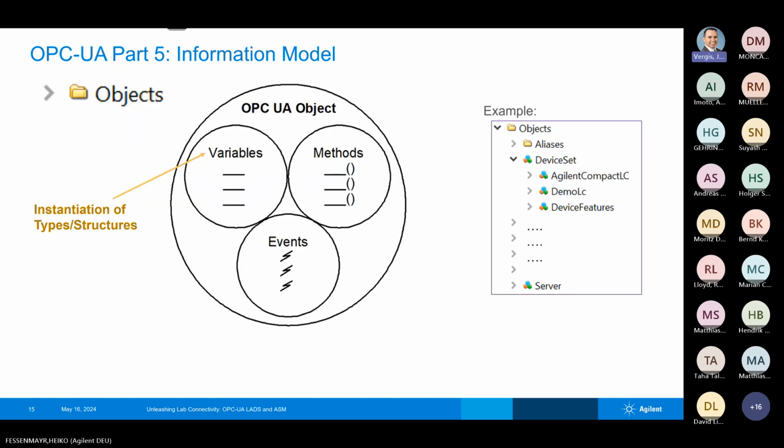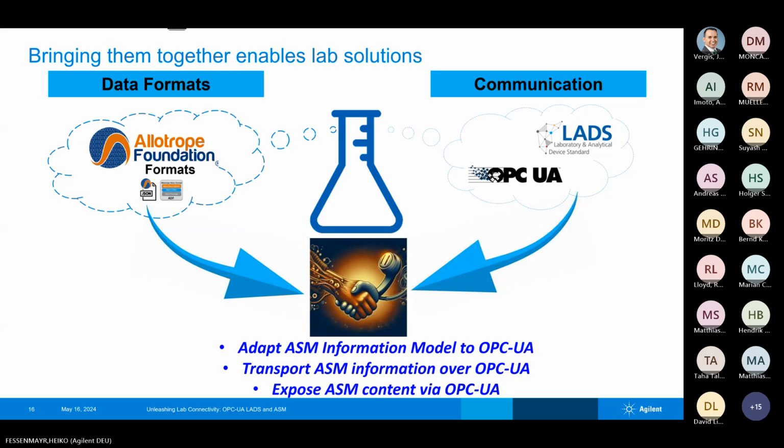And so these types that I just mentioned can be used in variables, and these are used in OPC objects. And on the right side, you see an example of how this hierarchical tree of objects can look like. And here we have then under the device set some devices, and you will see in a minute how that plays together with the LADS world.